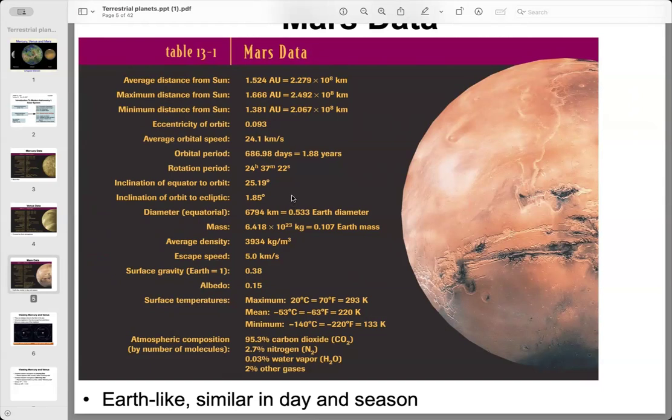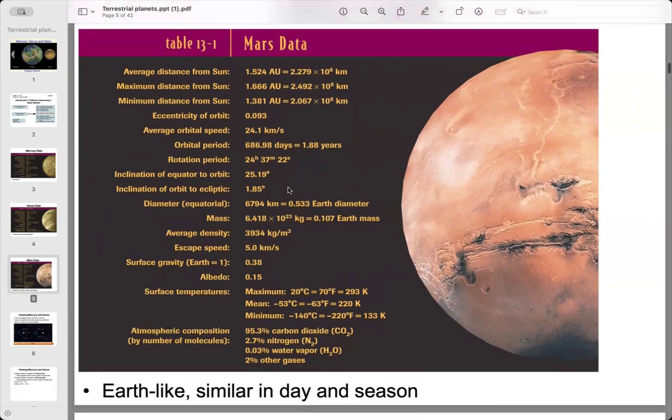There is a tilt of its axis, just like Earth's axis is tilted at 23.5 degrees. Mars's axis is tilted at 25 degrees. However, its size is relatively much smaller compared to the Earth. Its gravity is 0.38.